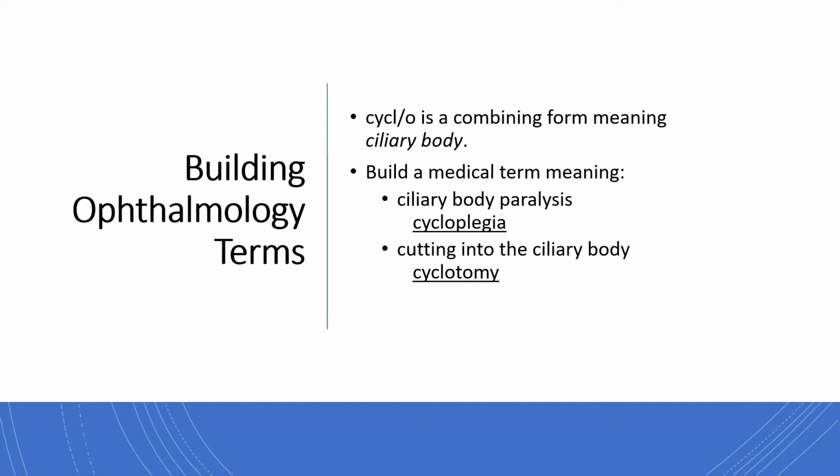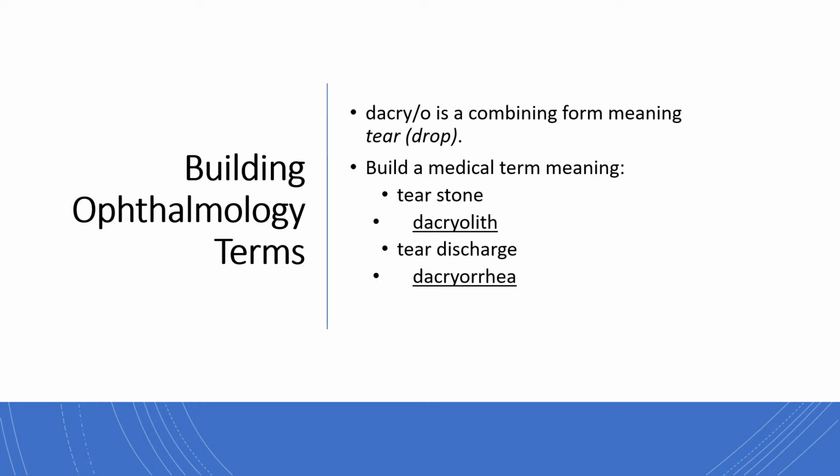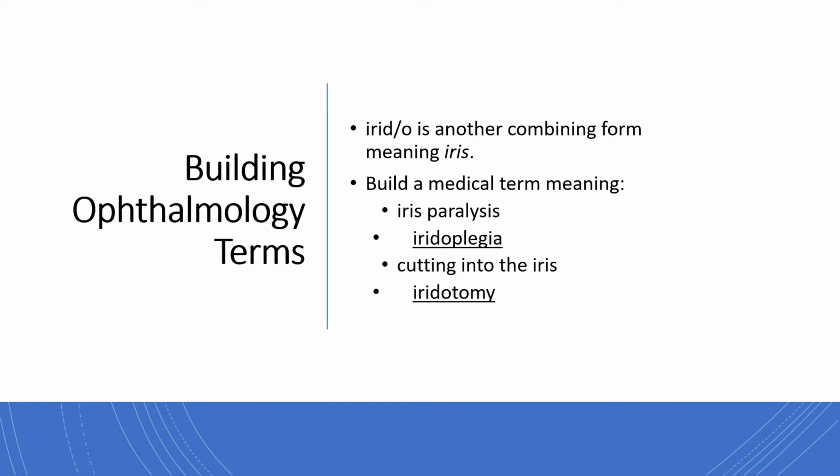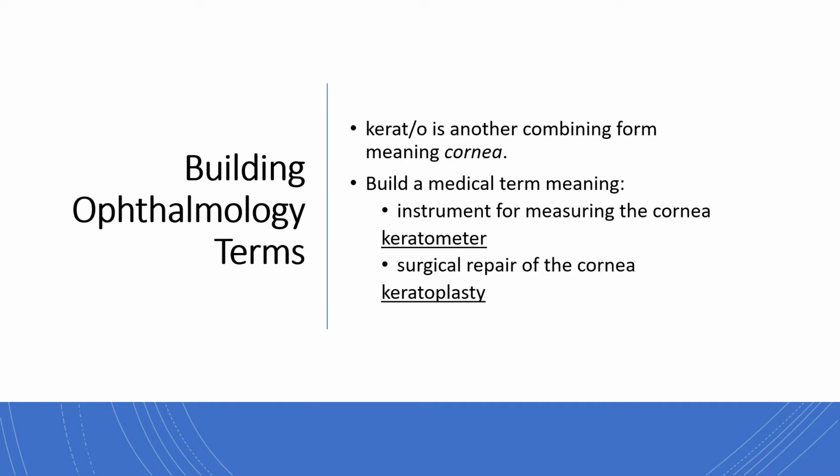Cycloplegia is ciliary body paralysis. Cyclotomy is cutting into the ciliary body. A dacryolith is a tear stone. Dacryorrhea is tear discharge. Iritis means inflammation of the iris. Iris paralysis is iridoplegia. Cutting into the iris is iridotomy. A keratometer is an instrument for measuring the cornea, and keratoplasty is the surgical repair of the cornea.